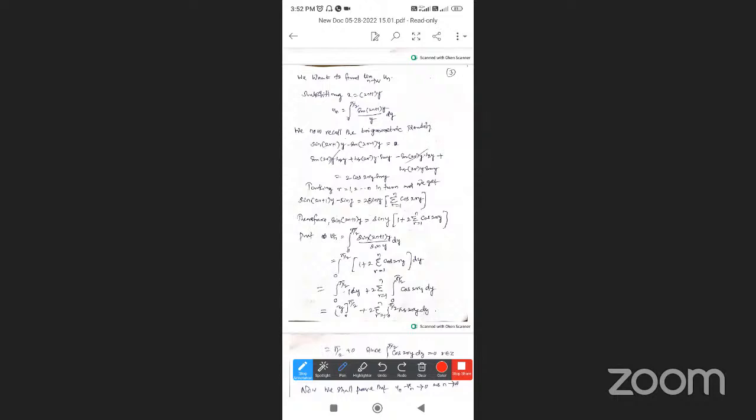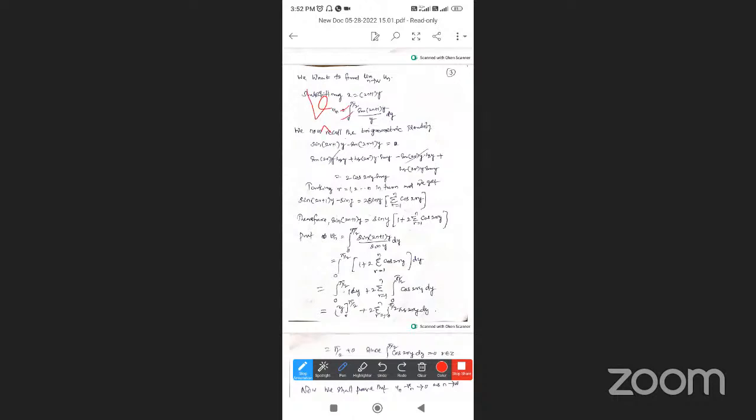Same thing we have to say clearly. So sin y times summation of r equal to 1 to n of cos 2ry. Therefore sin (2n plus 1)y minus sin y. On the right side we take sin y, plus 1 plus 2 into summation of r equal to 1 to n of cos 2ry. So let Vn be equal to this.